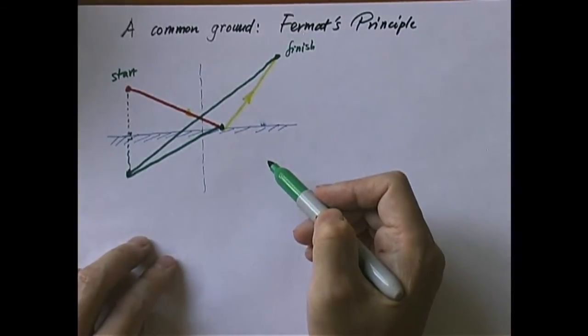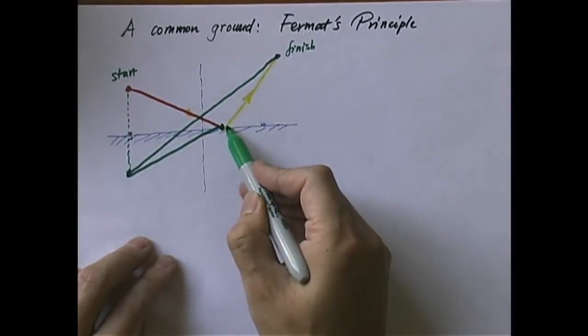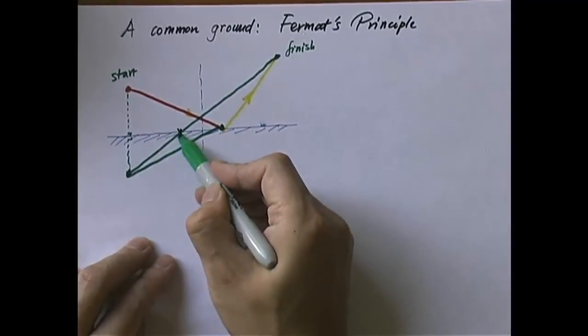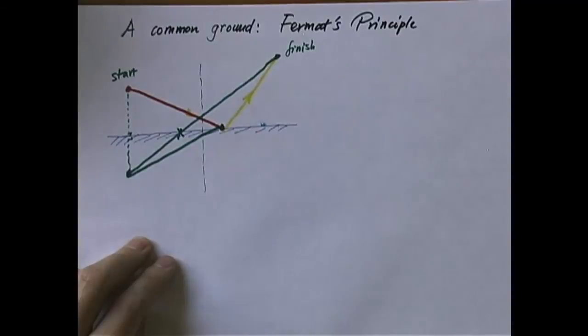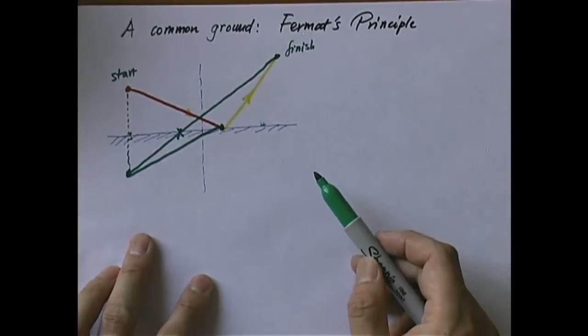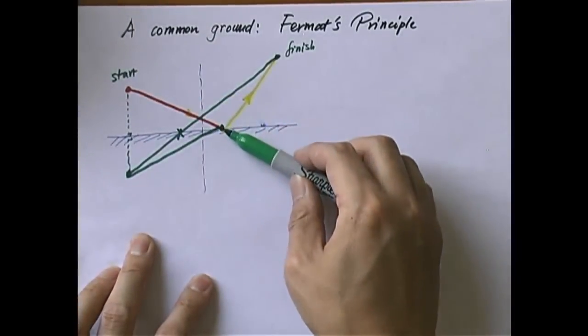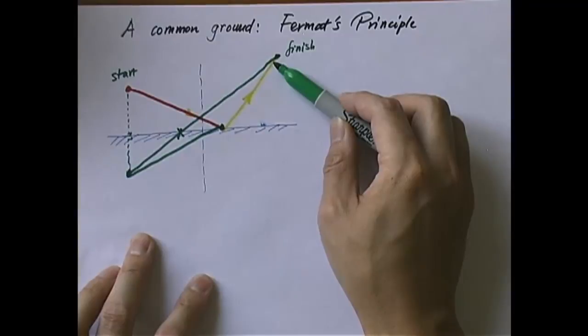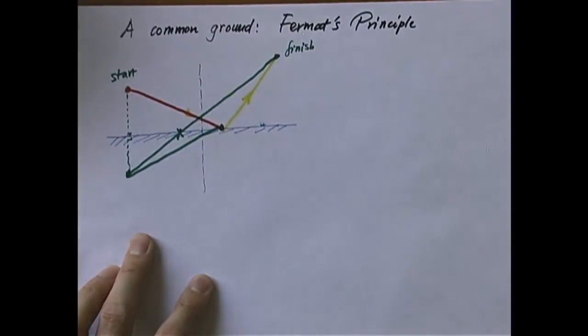Okay. What I want to show you is that this is not the right landing spot. The right landing spot should be here. How do I show that? Because, look, Fermat's principle tells us that the red path plus the yellow path has to be the shortest possible, right?